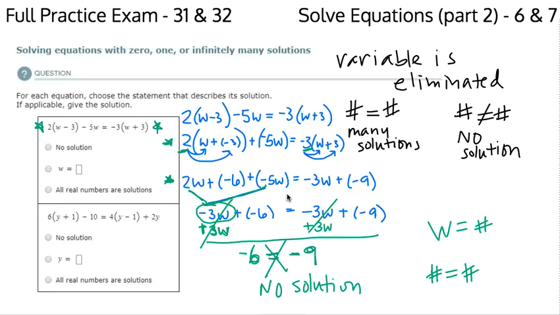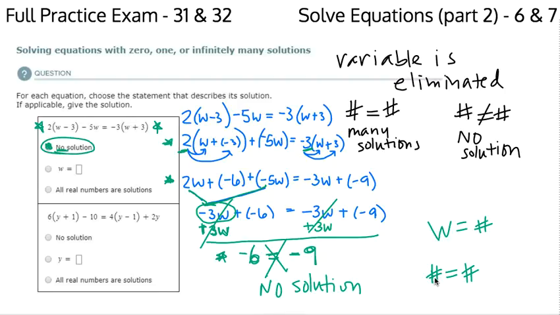A good way to remember is if the variable disappears and it's not possible for what happened to happen, like when you get to -6 equals -9, if you look at that and go, that's not possible. It's very strange. It makes no sense. All those negative thoughts you have about that answer you got is the negative choice, no solution.